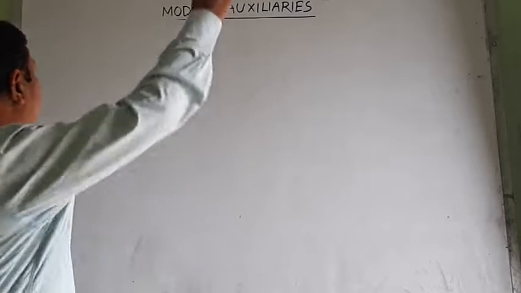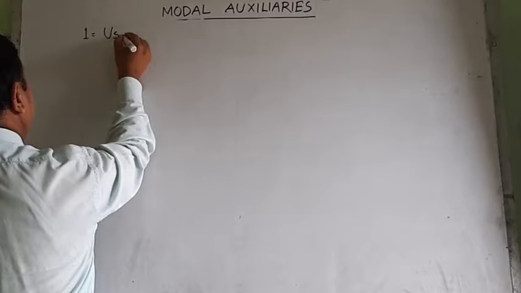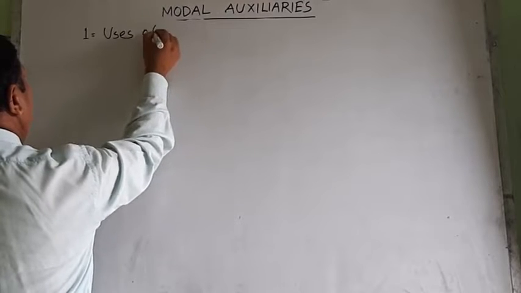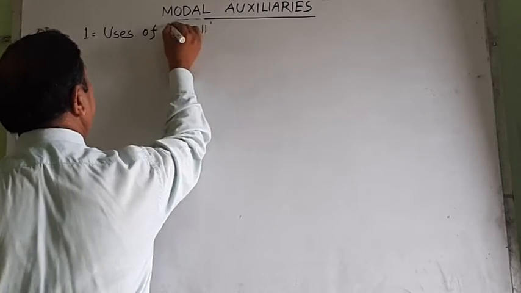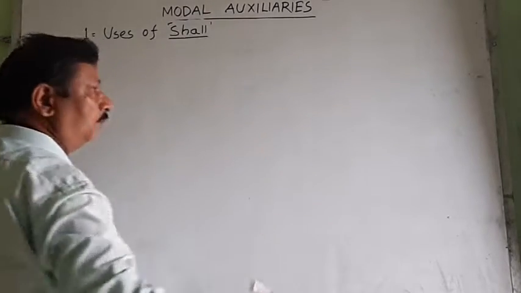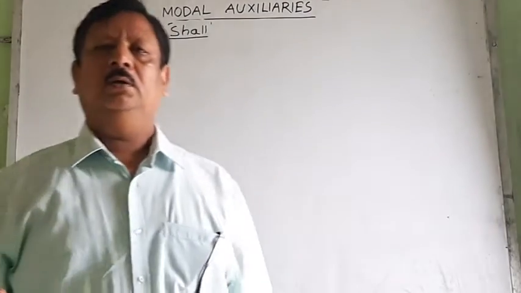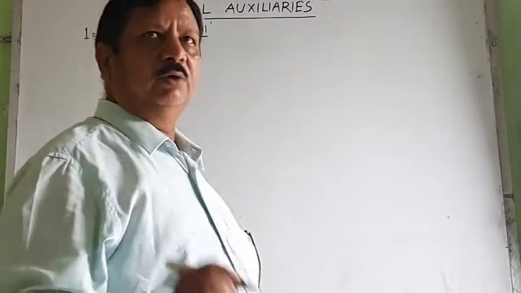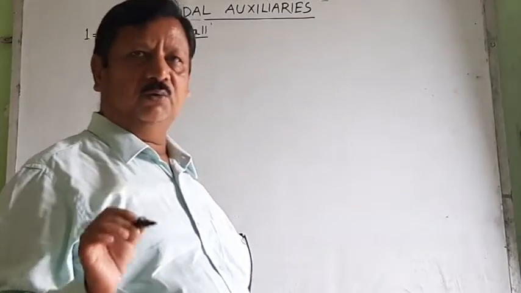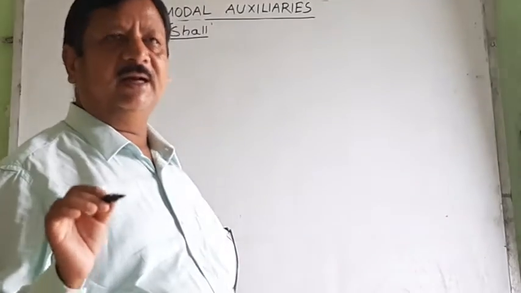First of all, uses of shall, number 1. In the beginning, we should learn about the use of shall. Actually, it is used with first persons, I and we, and the second and third persons generally take will.